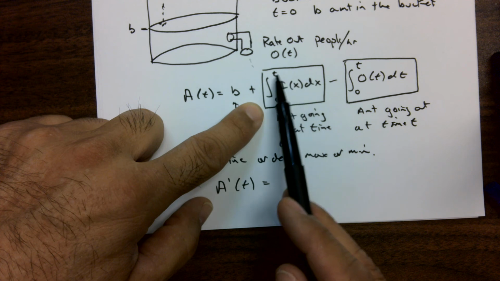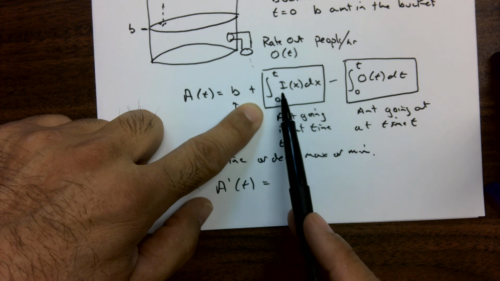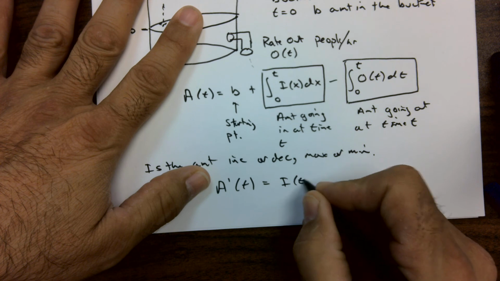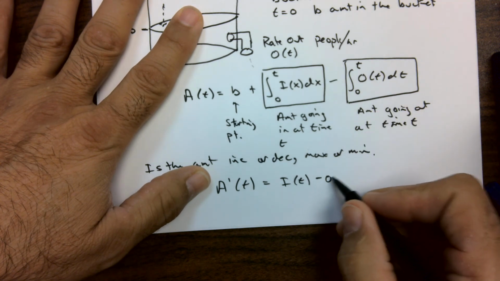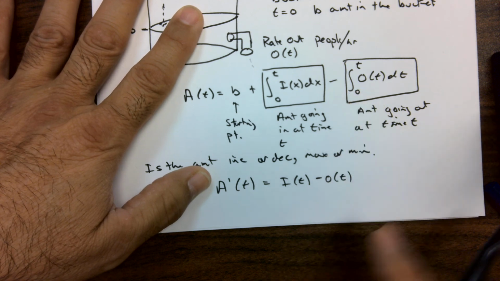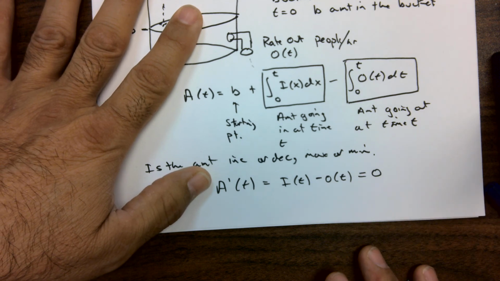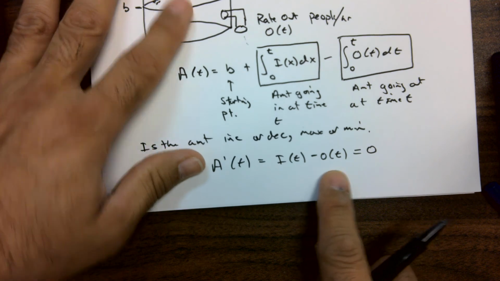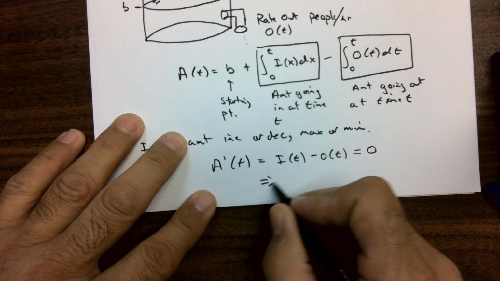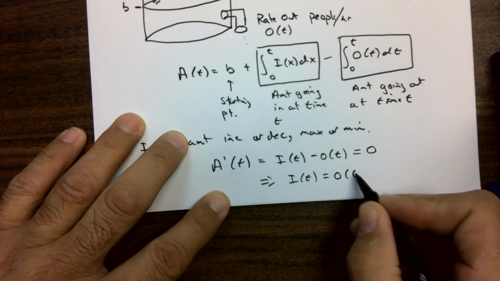Plus, what's the derivative of this integral here? Well, that's the second fundamental theorem of calculus. You just take the t and plug in here. So we're going to have what? I of t minus O of t, right? We've got to take the derivative of that. And what do we got to do with this thing? Set it equal to 0. So now what this is going to tell us is if we set this equal to 0, this will imply that I of t, the rate going in, is going to equal the rate going out.